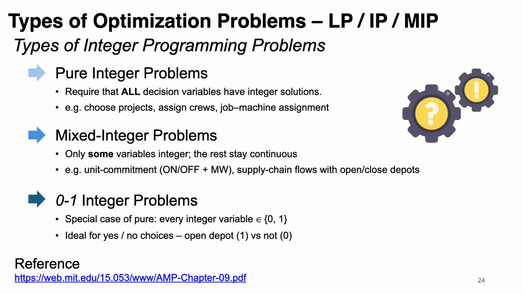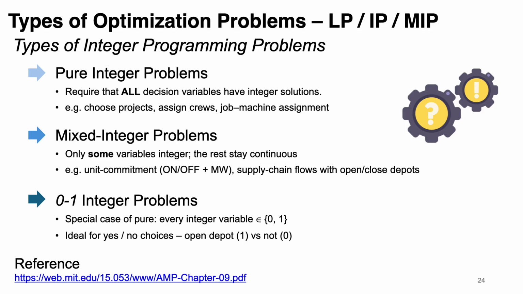We generally categorize these problems into 3 buckets. First, pure integer problems. In these models, every single decision variable must be a whole number. This is common in crew scheduling or job-to-machine assignments. Second, mixed integer problems. These are the most common in industry. Some variables are integers, like should we turn this machine on, while others remain continuous, like how much electricity the machine should consume.